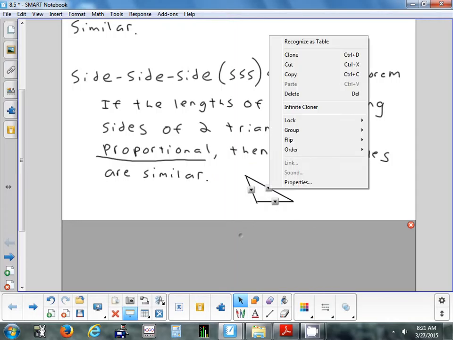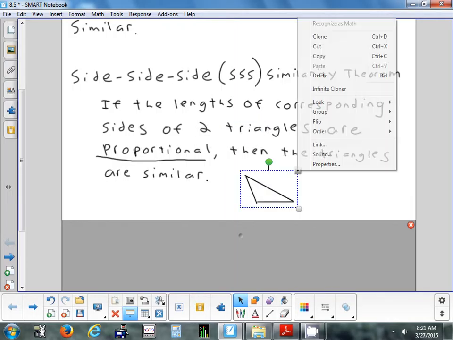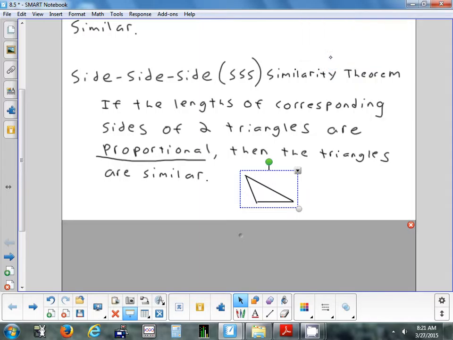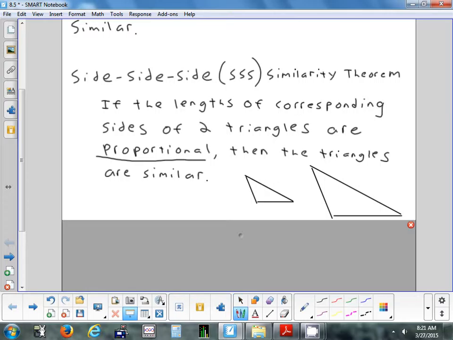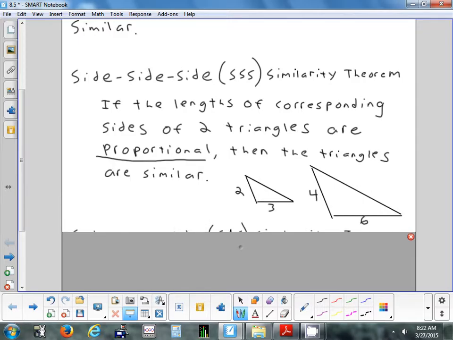Let's take this triangle, group everything together. Let's make a copy of it, and paste it, and make it a little larger. What you do need, though, to use side similarity is you need to know the lengths of every side. So let's say this was 2, this was 4, this was 3, and that was 6. And let's make this one 4.5 and 9.